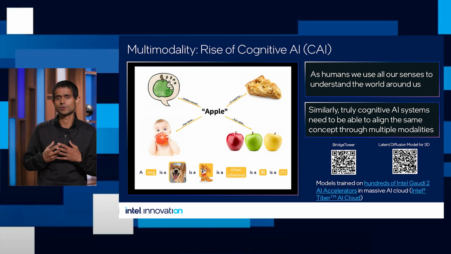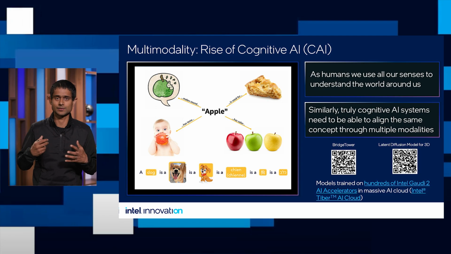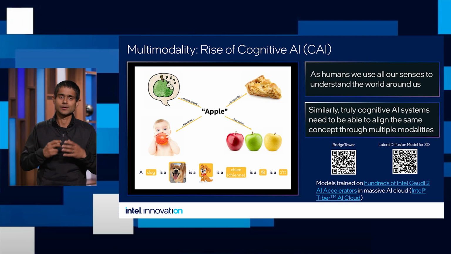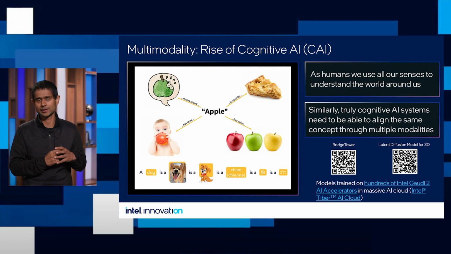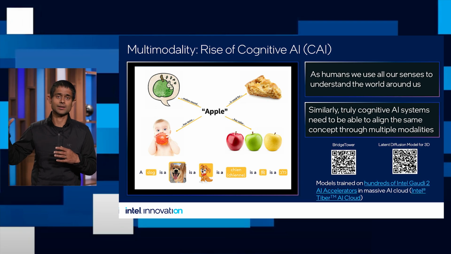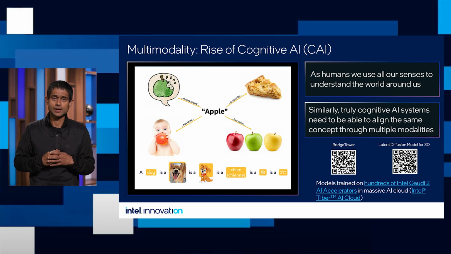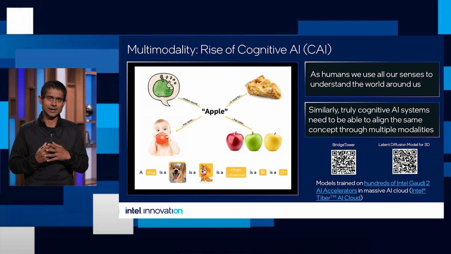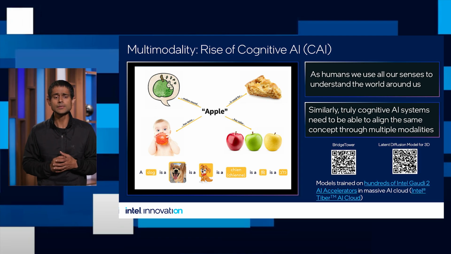As humans, we use all of our senses to understand the world around us. So for example, for the concept of an apple, we understand the sound that is made if someone bites into an apple. We also understand the color, the texture of an apple. And we also associate certain facts with the concept of an apple. We understand that apples are rich in minerals and vitamins. We all know the famous saying that an apple a day keeps a doctor away, and so on.